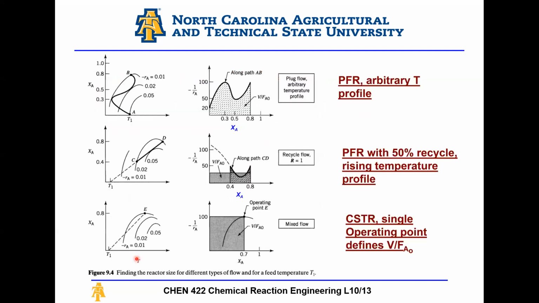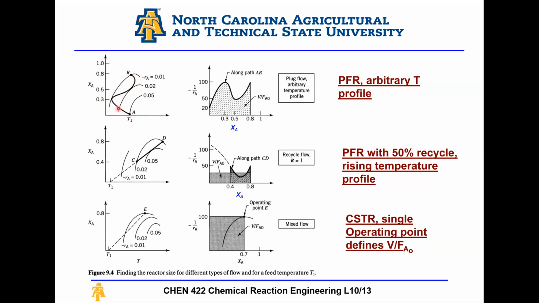Okay, so generally, just having a quick look at 3 cases. The first case on the top here is for a PFR with an arbitrary temperature profile, just a random temperature profile, a thought experiment if you want. I have XA versus T. I start at temperature 1. My temperature decreases, and then it increases, and then it decreases again. And this is my operating line for the system.